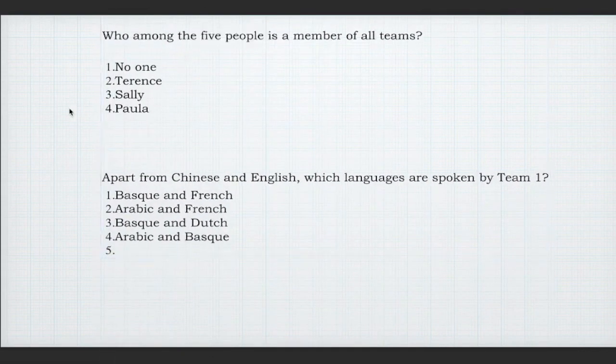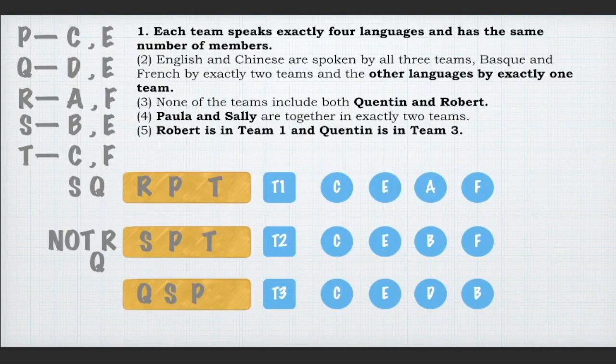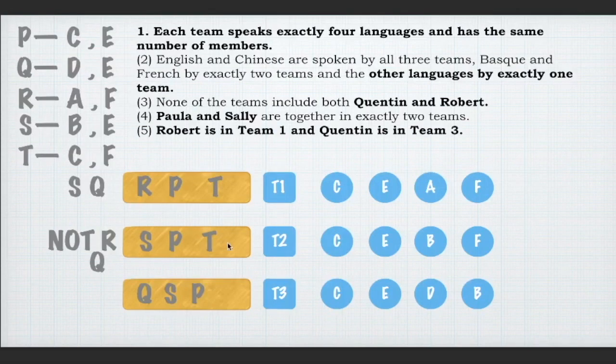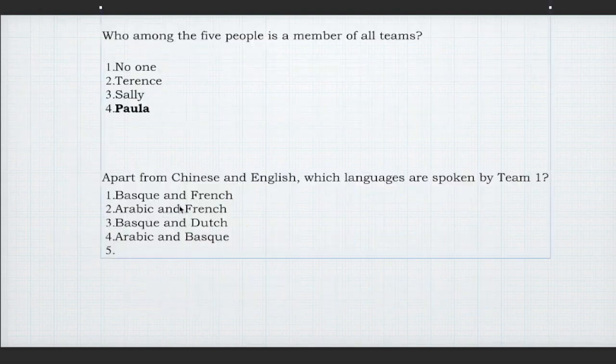Third question, who among the 5 people is a member of all teams? This I definitely just remember is Paula. Apart from Chinese and English, which languages are spoken by team 1? Quickly go back to your snapshot. Chinese and English. Beyond that, Arabic and French are spoken by team 1. So look at your answers, Arabic and French, and this should be your answer. And we are done with the problem.